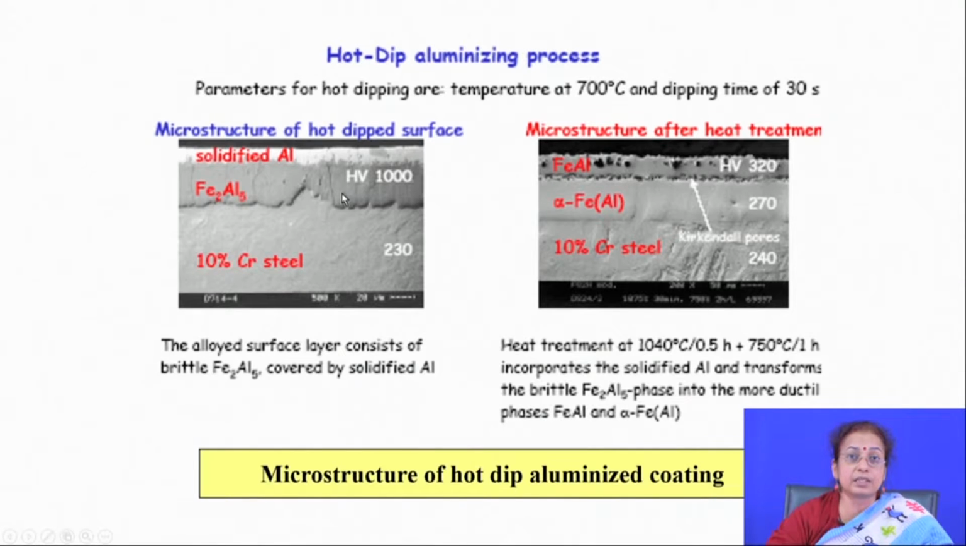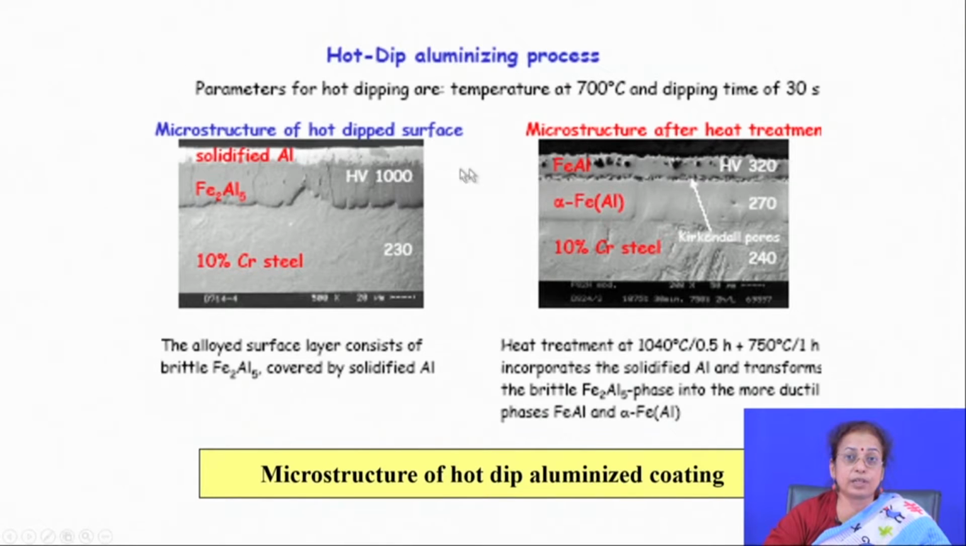In the earlier case it was 1000 VHN for the top layer, and the aluminum hardness was around 35 to 36 VHN. But on the other hand, with this kind of microstructure, you will have a top layer hardness of 320 VHN, and then 270 VHN, which is the hardness of iron with aluminum in solution, and the bottom layer is the hardness of the steel actually.